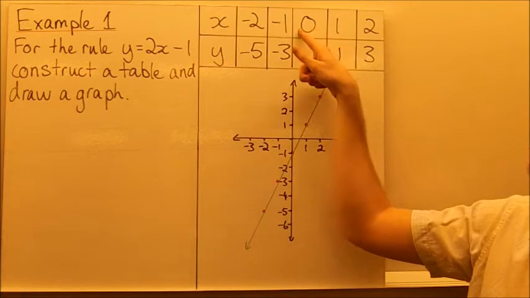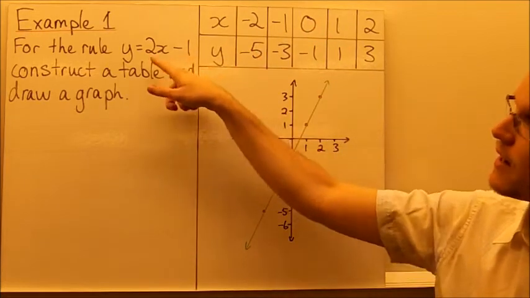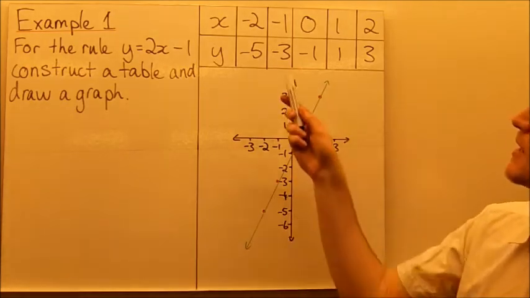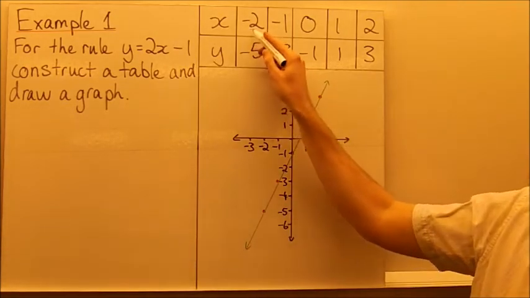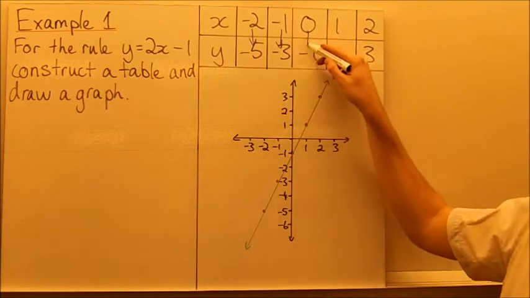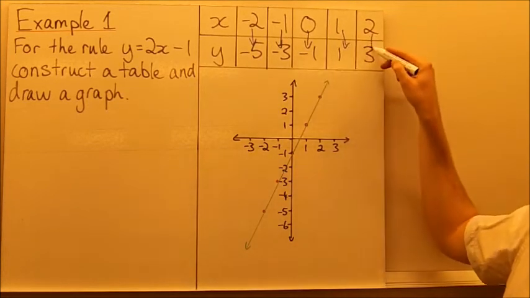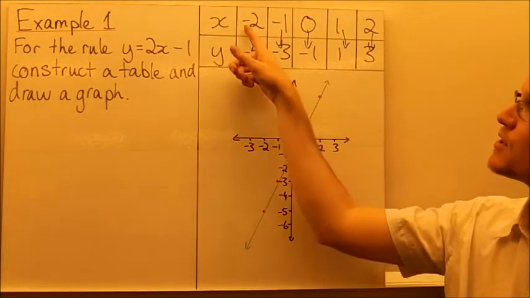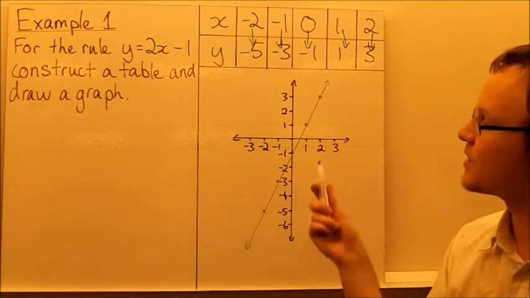And so we're just substituting x values into our rule and getting the y value that comes out of it. For this x value, we get that y value, etc. Now we can plot these points on our graph. Our first point is negative 2, negative 5.